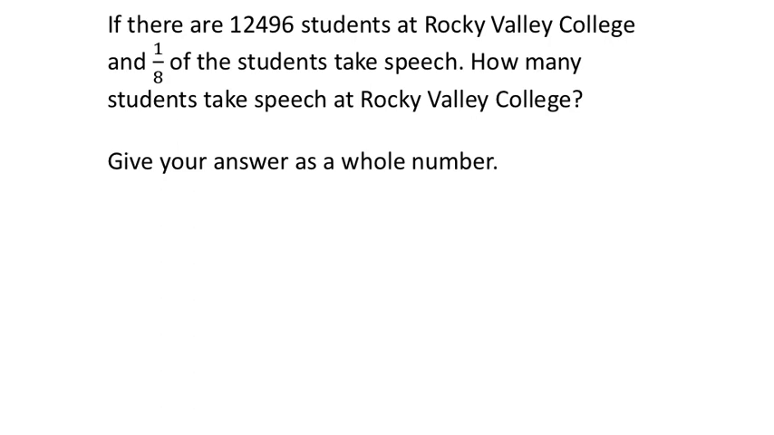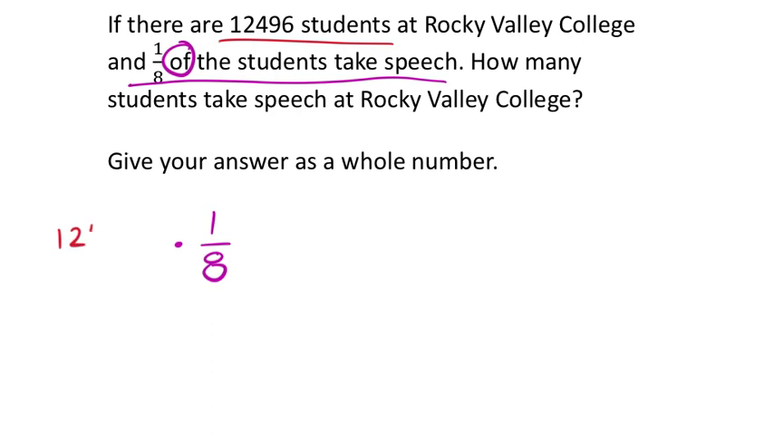All right, so we know that there's 12,496 students at Rocky Valley College, and then only 1/8 of all those students, all the students there, are going to take speech. And yep, we have the key word "of" right there, which indicates we are going to be multiplying on this one, all right? So multiply by 1/8. Well, what are we multiplying by 1/8? It's all the students at Rocky Valley College. That's 12,496 students. That's our problem right there. We've got to multiply those two, and we're going to make that over 1 so we can do some multiplication.